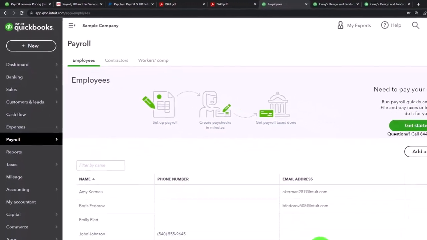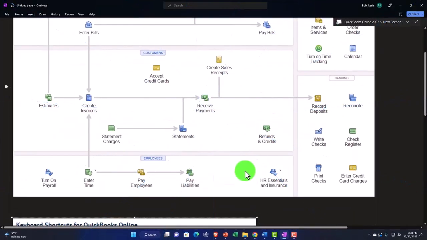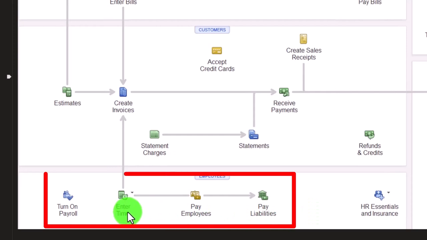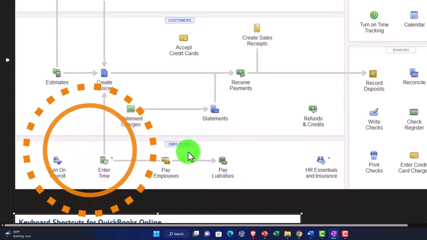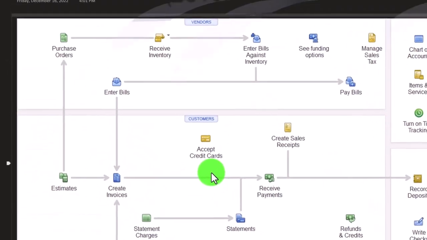Payroll cycle, I'm going to go to the flowchart over here. This is the desktop flowchart, but I'm just going to get an idea of the cycle of payroll just as we did with the other cycles. Now remember, payroll is basically the same thing as a vendor cycle.